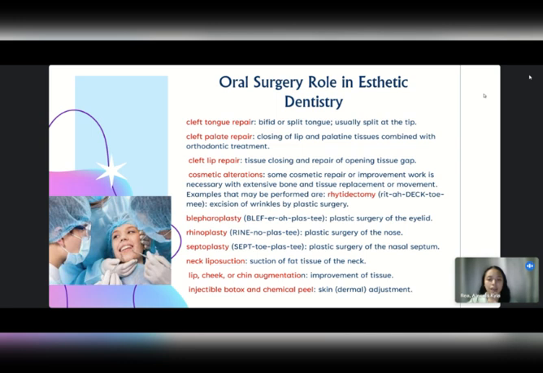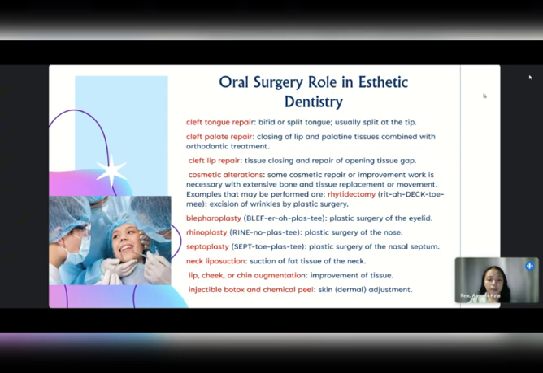Orthodontic treatment, on the other hand, might be recommended for cleft patients later in childhood or adolescence to achieve optimal dental alignment and function. Next is the cleft lip repair, tissue closing and repair of opening tissue gap.